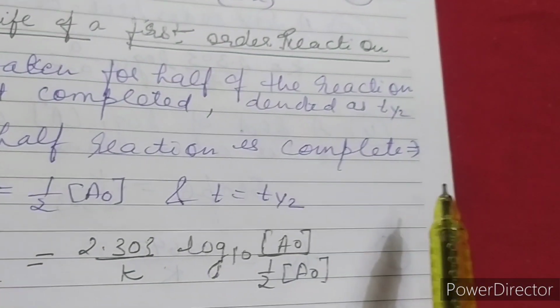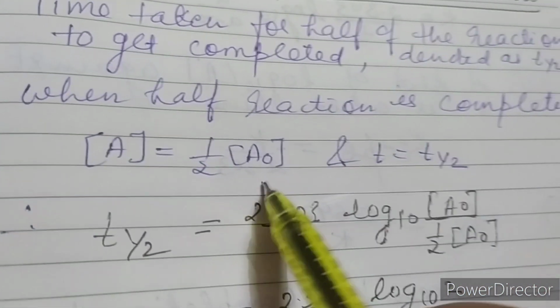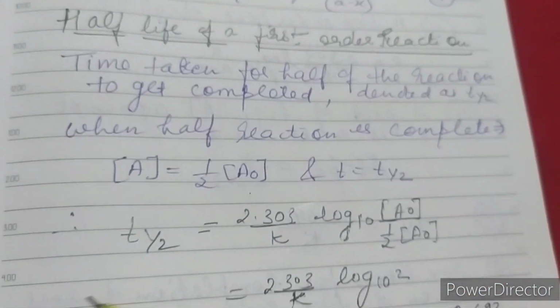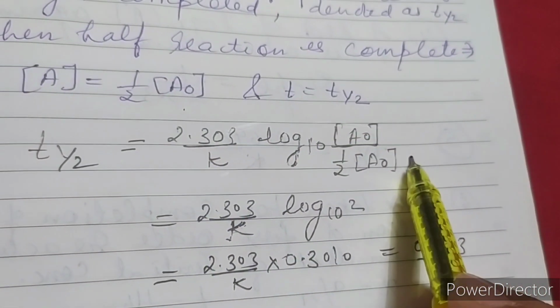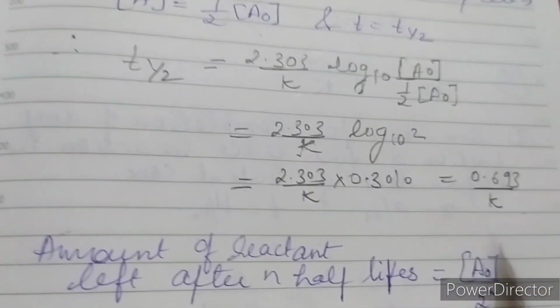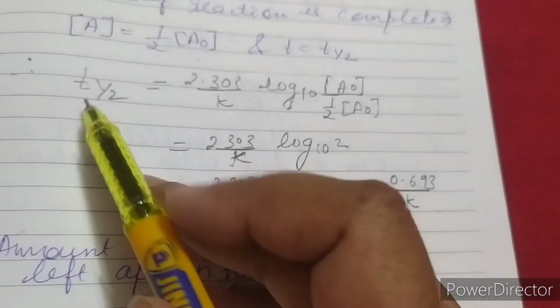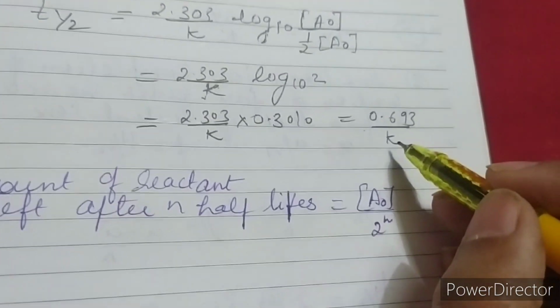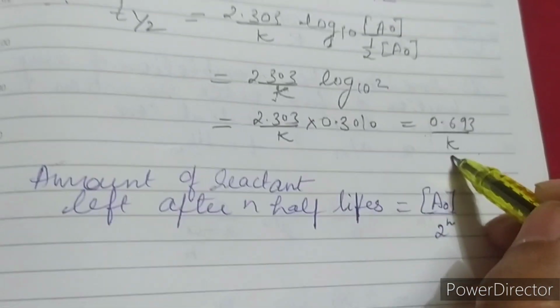अगर हाफ रिएक्शन कंप्लीट हो रहा है तो A को हम हाफ A नॉट लिख सकते हैं और T को T हाफ लाइफ लिख सकते हैं. तो अगेन द अबव इक्वेशन इज मॉडिफाइड एंड यू विल गेट दिस टाइप ऑफ इक्वेशन. On further solving you will get it 0.693 upon K, and this equation clearly shows that half life of first order reaction does not depend on initial concentration of the reactant. ये सिर्फ rate constant की value पे depend करता है.